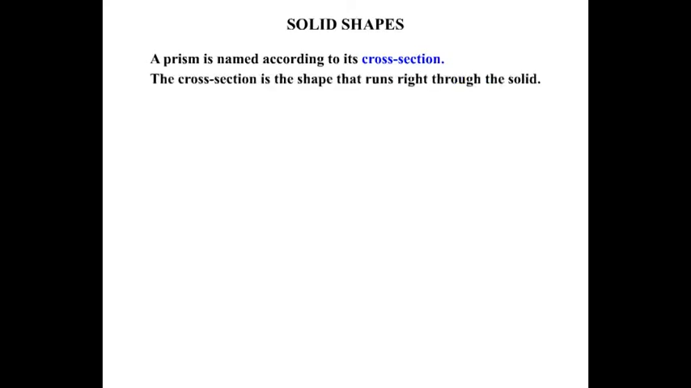Now in this lesson we're going to be looking at solid shapes. A prism is named according to its cross-section. The cross-section is the shape that runs right through the solid. So let's look at some examples.